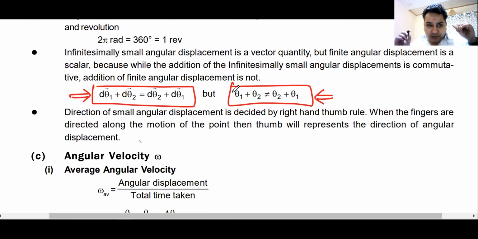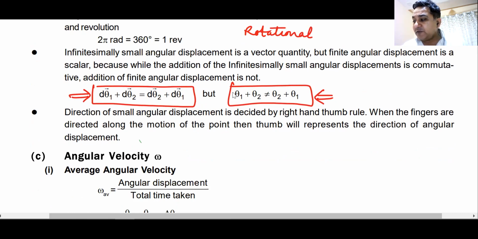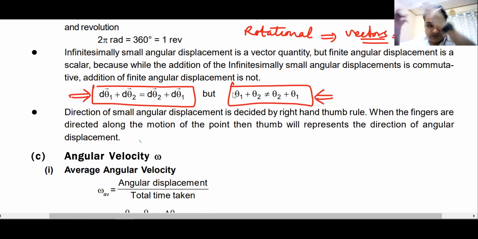Now, whenever we talk about circular motion or rotational motion, whatever vectors we will encounter, rotational vectors, are a special type of vectors known as axial vectors. Have you heard this term, axial vectors? All the vectors that you see in rotational motion, or in this case circular motion, for example angular velocity, are also vectors. These are axial vectors. Now, what do you mean by axial vectors?